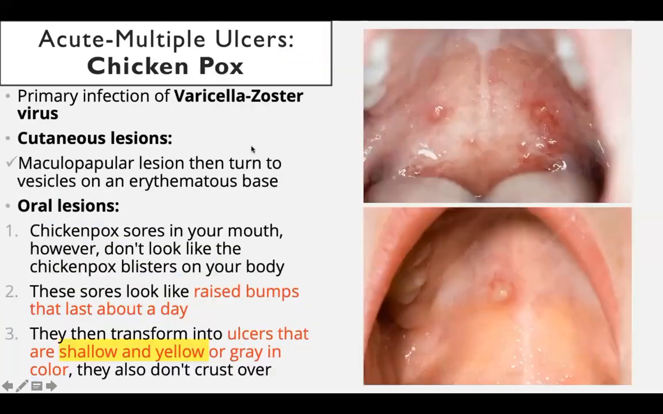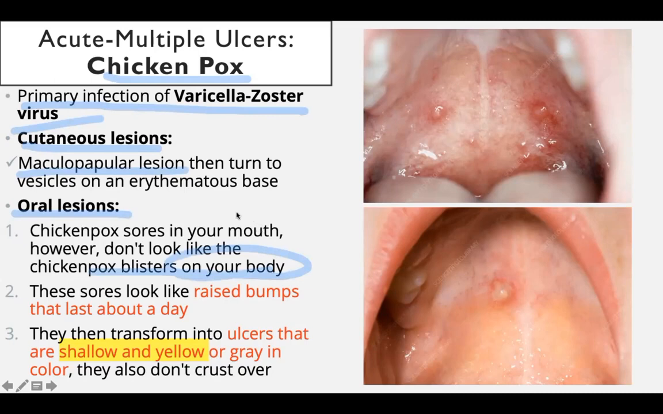Okay, so this is a revision. We are going slowly. Then we said chickenpox gives ulcers that are very shallow and yellow. How to study this? Primary infection of varicella zoster virus, chickenpox, causes cutaneous lesions and oral lesions. The cutaneous lesions were maculopapular, and the oral lesions were sores in your mouth. However, they do not look like chickenpox blisters on your body. They are different, as the appearance of chickenpox lesions on the body and in the mouth are different.